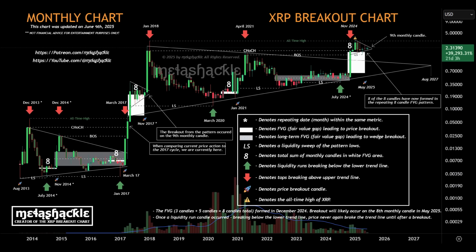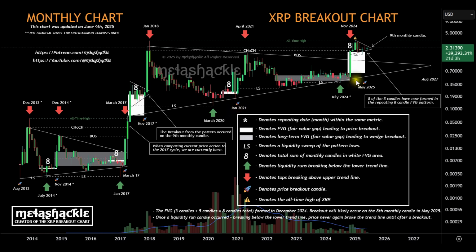So what you're looking at here is called the XRP Breakout Chart. This chart is based on the XRP monthly chart. As you can see here in the white with the 8s above them, these are the times that this pattern has unfolded previously. It happened right here, breaking out in November of 2014. A second time right here, breaking out in March 2017. For a third time, breaking out here in November 2017. A 4th time breaking out here in January 2021.